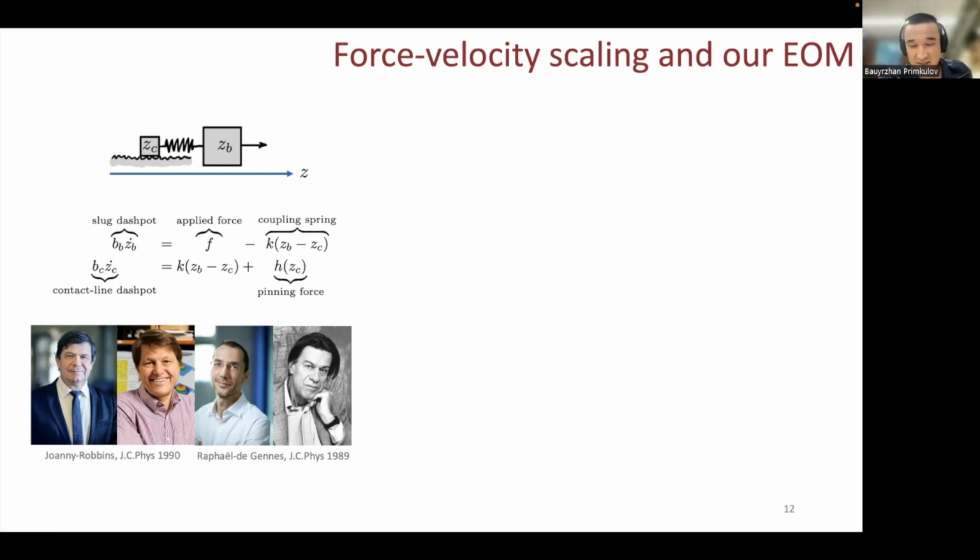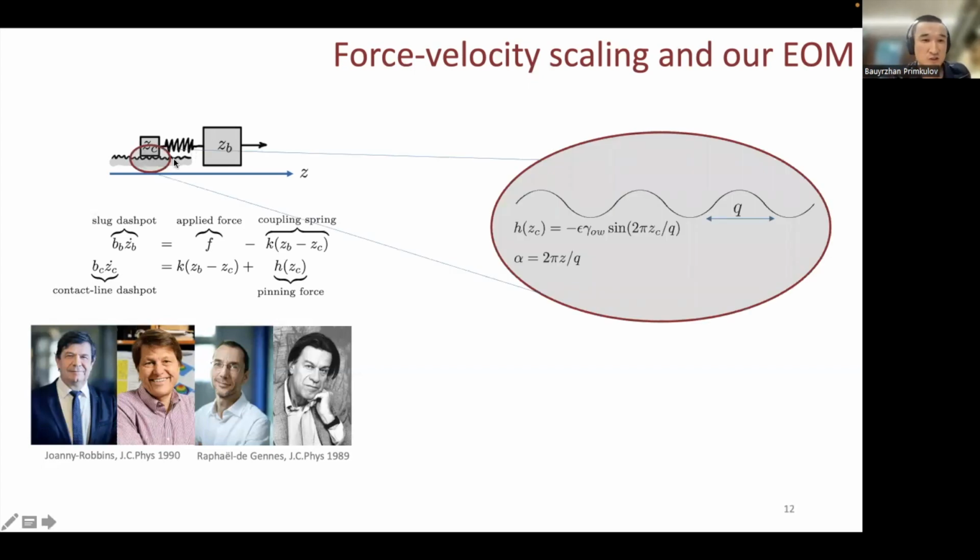But then you can recast this system into a very similar system of equations that has some advantages. We're going to take this pinning landscape and think of it as a sine function with a characteristic wavelength Q. So instead of disordered pinning, I'm going to have very ordered, well-defined pinning. The second thing we'll do is rescale the Z axis, the position along the tube, by this wavelength. Then we get a system of equations that looks exactly the same: damping on the left, the dashpots, and all the forces on the right-hand side.